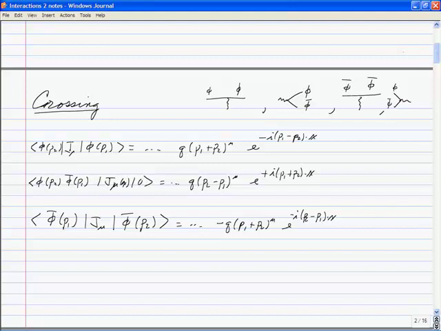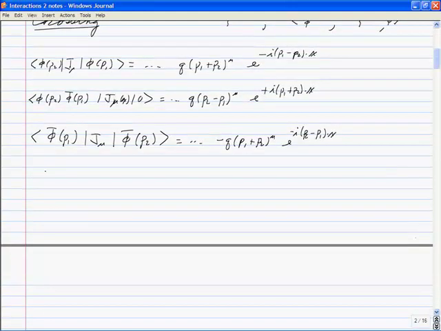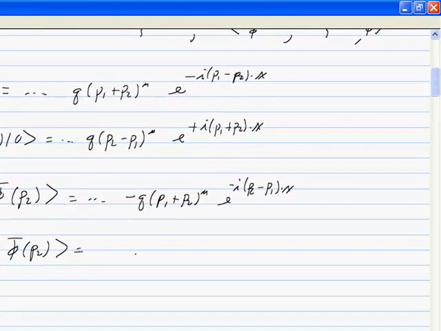Okay. And if we had worked it out, the last one in the sequence would have been 0 J mu phi of P1 phi bar of P2 equals Q (P1 minus P2) mu e to the minus i (P1 plus P2) dot x. So again, the same old stuff in front of it. And that can be gotten either of two ways.